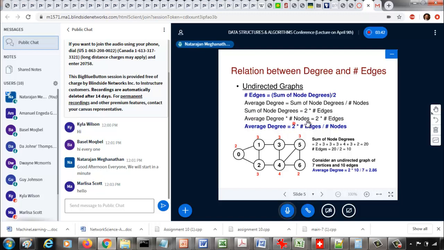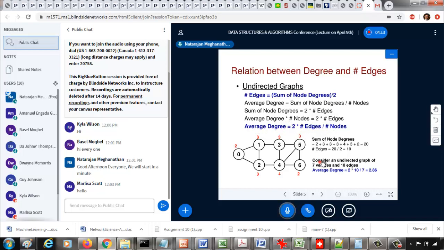Average degree times the number of nodes is 2 times the number of edges. And from this you can calculate the average degree as 2 times the number of edges divided by the number of nodes. This is also a very interesting relationship, because to compute the average degree for a graph, you need not actually be given the graph. If you are just given the number of edges and the number of nodes in the graph, you can compute the average degree of all the nodes in the graph.